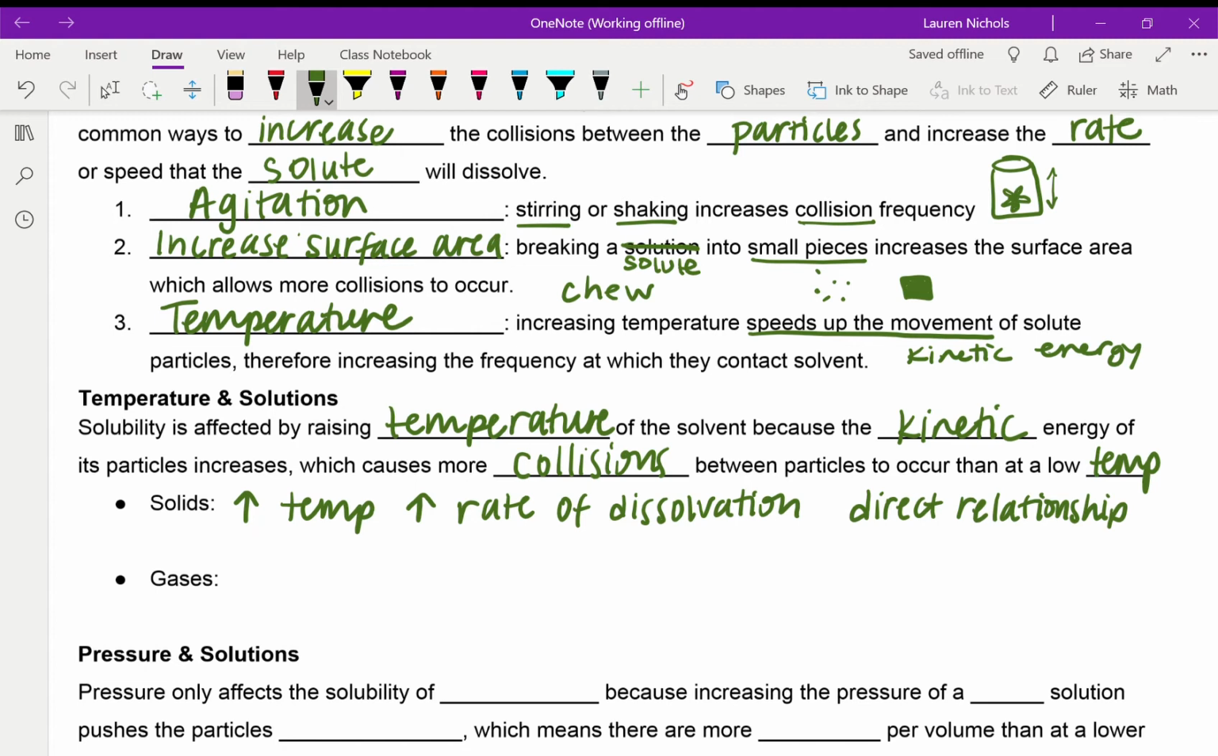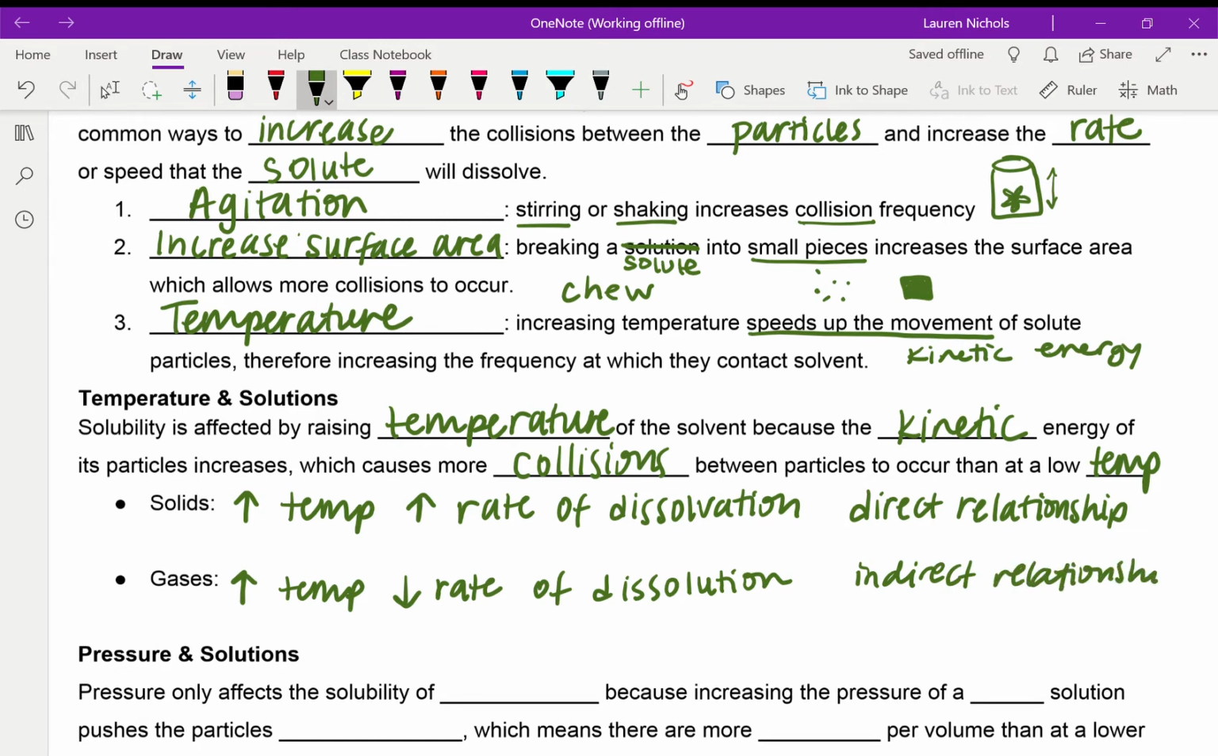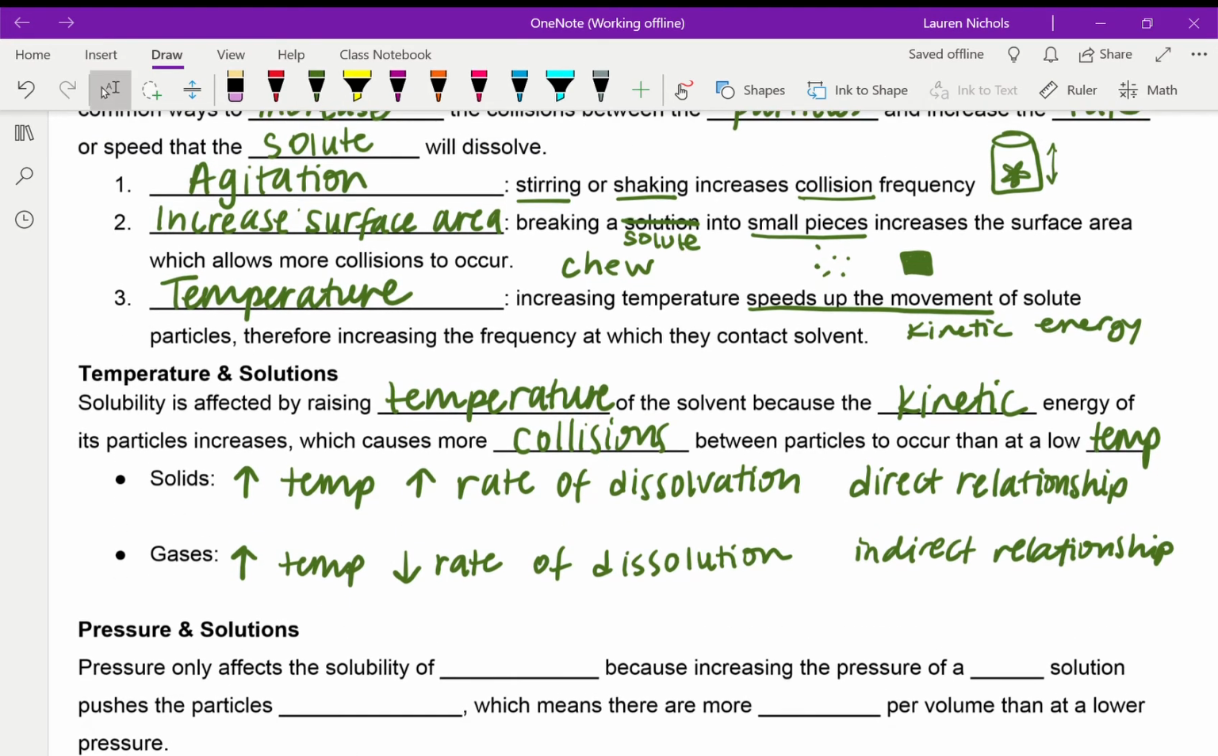Now, with gases, however, when you increase your temperature, you actually decrease your rate of dissolution. This is because they have an indirect relationship, and increasing the temperature decreases the amount that can stay dissolved. Increasing the temperature means that they want to get out of that liquid. So these are going to have opposite effects.